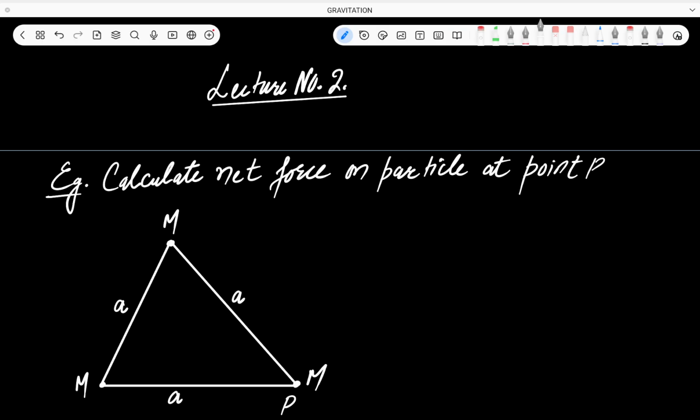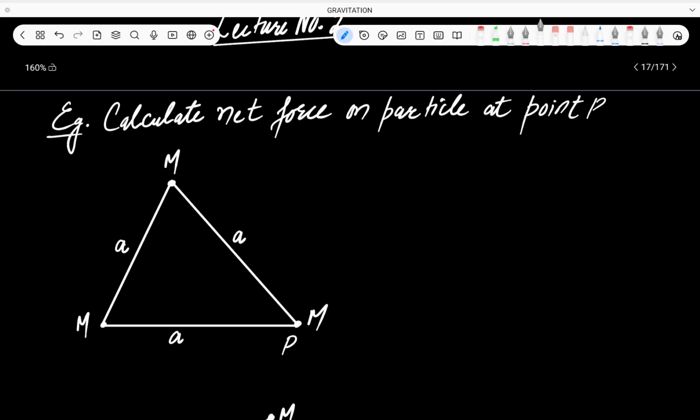Hello dear students, welcome back to lecture number 2 of gravitation. Last time हमने पढ़ा था superposition principle, and in this lecture we are going to do some questions on the superposition principle. Okay, so have a look.